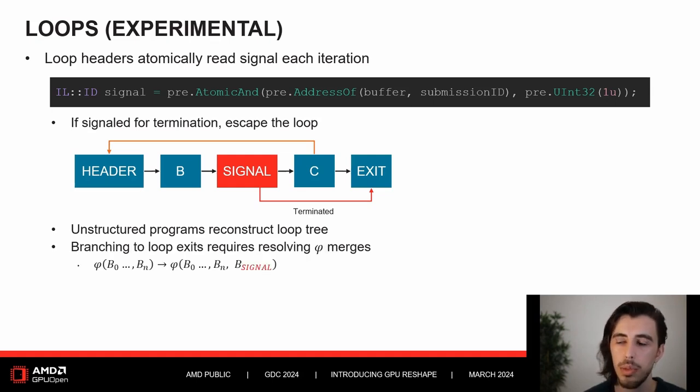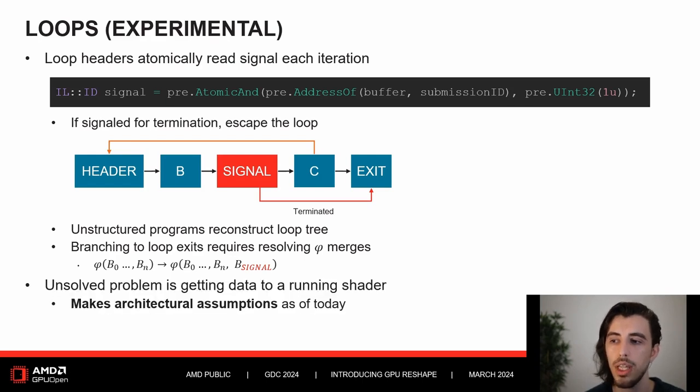Additionally, things get a little bit complicated regarding these phi instructions since there is now an additional way to escape the loop, but this is a solvable problem. All of this is functional as of today. The unsolved problem is getting CPU-fed data to a running shader. Turns out there's no proper way to make this happen as of today, so we make some architectural assumptions.